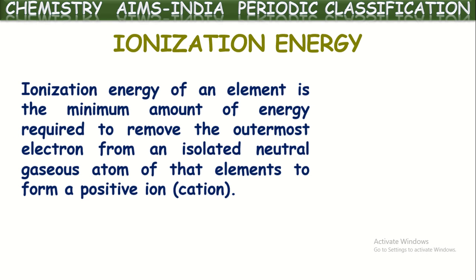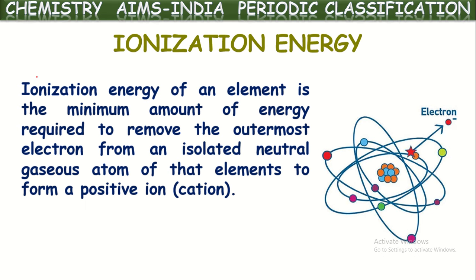The ionization energy or ionization potential of an element is defined as the minimum amount of energy required to remove an electron from the outermost orbit of an isolated neutral gaseous atom to make it a unipositive ion. So this is called ionization potential.